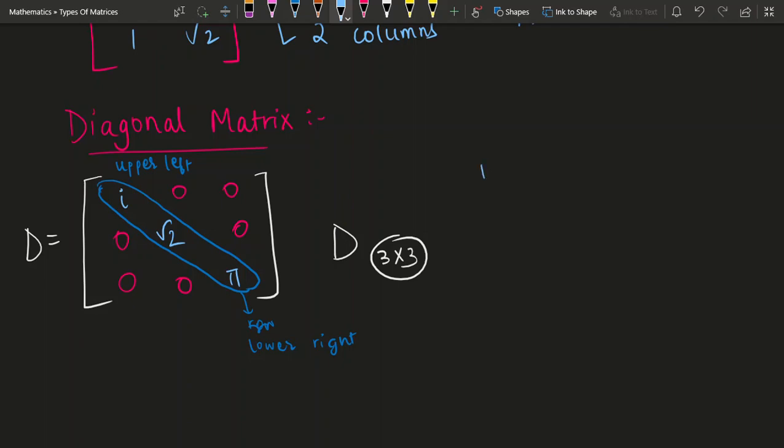A word about diagonals though. If you want to write out an expression in terms of the small a notation that we were using in the last video, for diagonals, both the rows and the columns have to be equal. For example, i lies on the first row and the first column. Root 2 lies on the second row as well as the second column. Pi lies in the third row as well as the third column. So for the diagonal, the expression would be just a_ii, the same row and the same column.